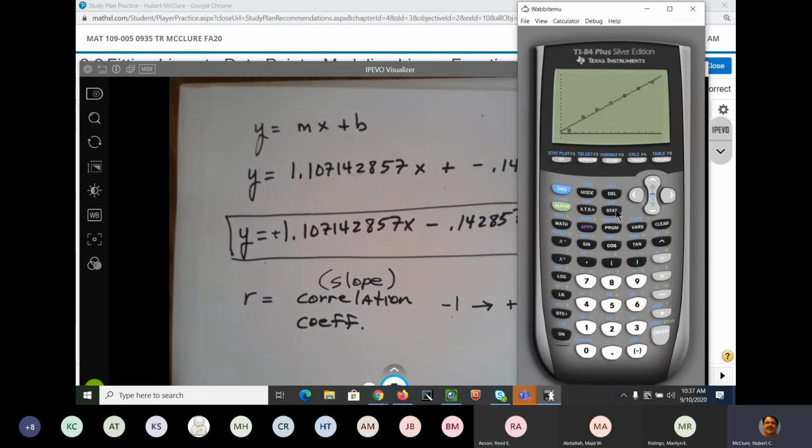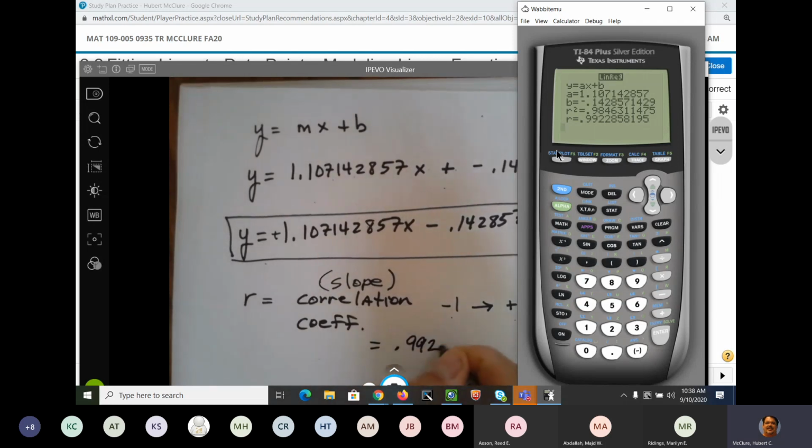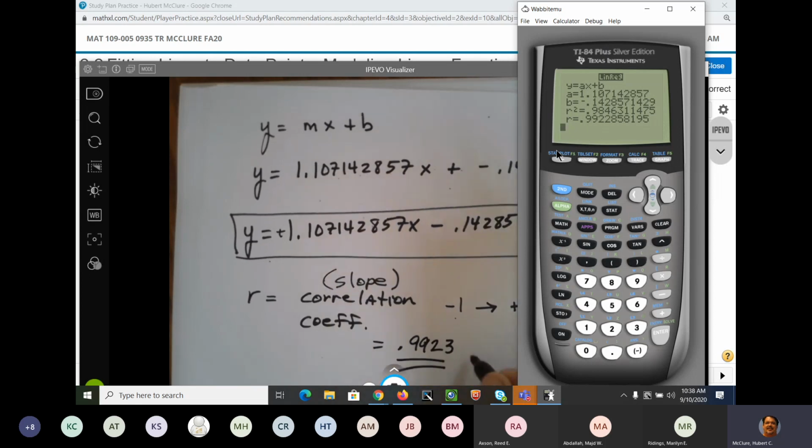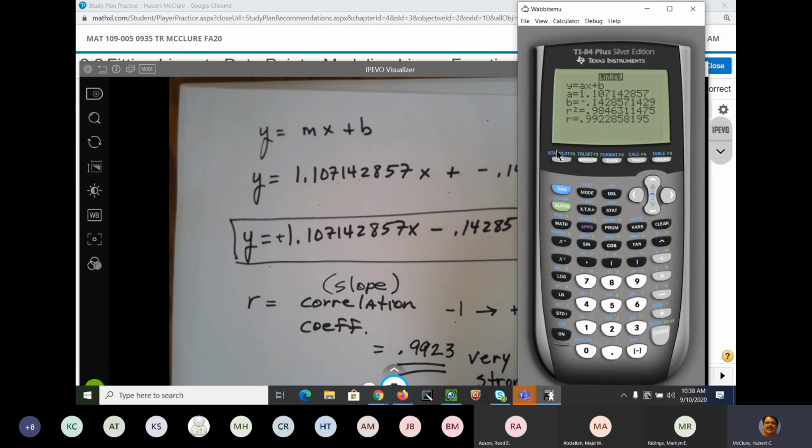Well, go back to Stat, Calculate, Linear Regression, and hit Calculate. Now, if yours don't show, it has to be on Diagnostic On to show the R squared and the R. So R is 0.9923. So that is a very strong correlation. Very strong correlation. Positive correlation.